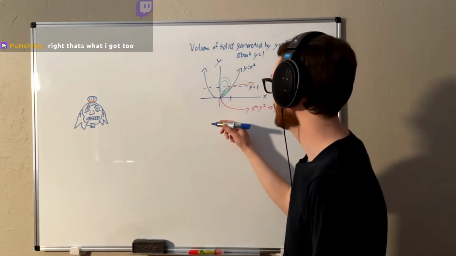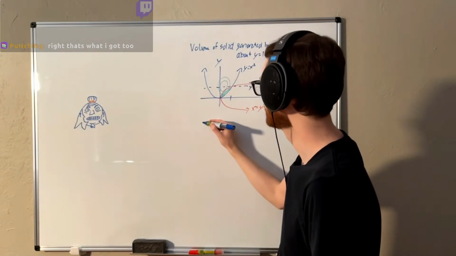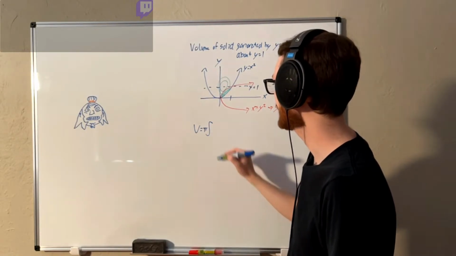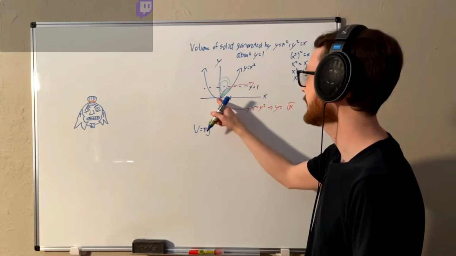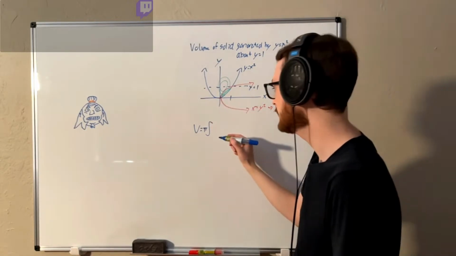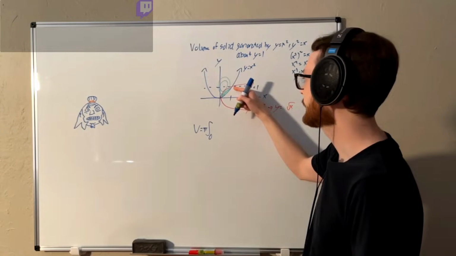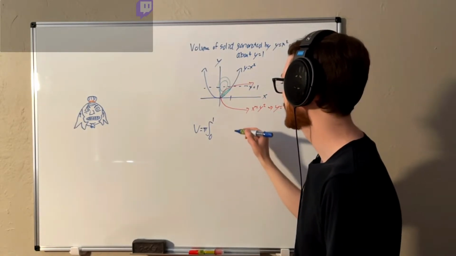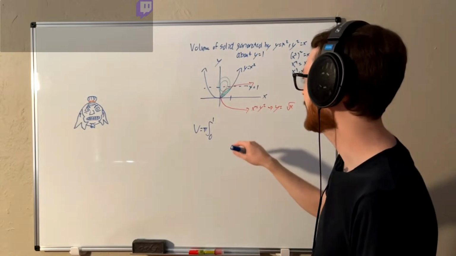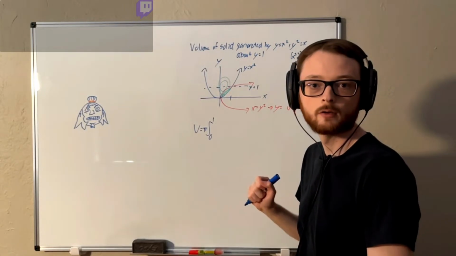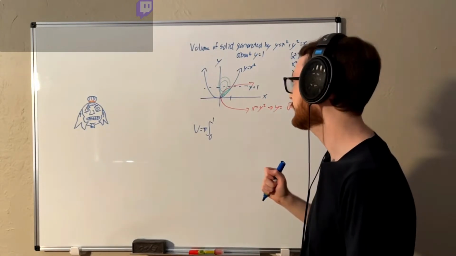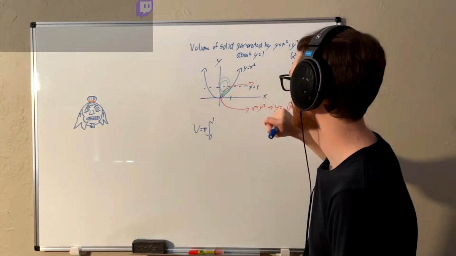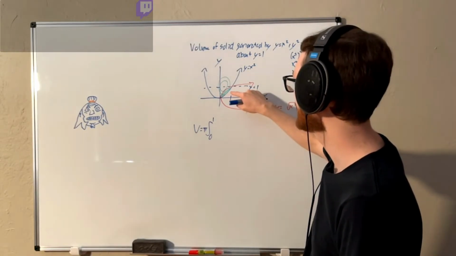So now what we're going to do is say that the volume is equal to pi times the integral. The first intersection point is at x equals 0. The second intersection point is at x equals 1. Now we have the outer radius squared. The radius here, it's not quite as simple as just x squared. The radius goes from x squared up to 1.